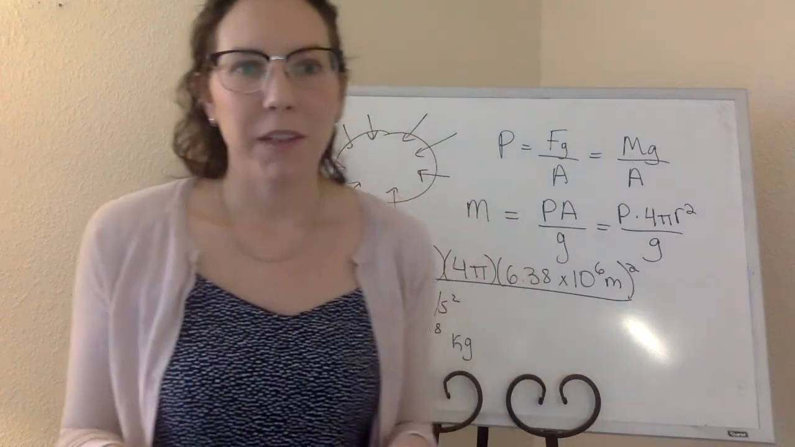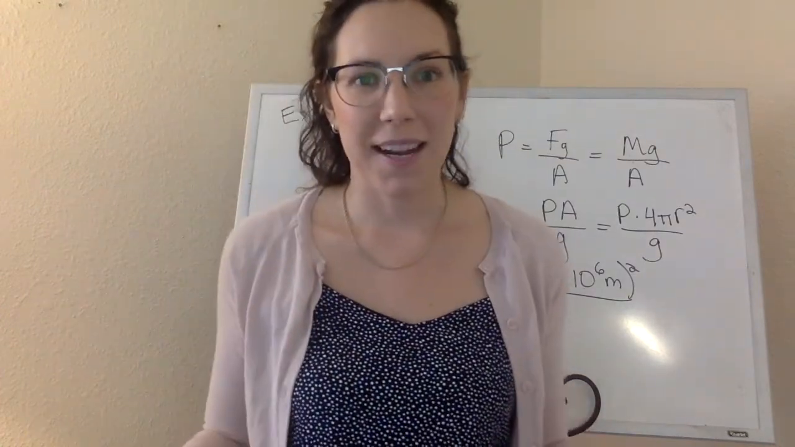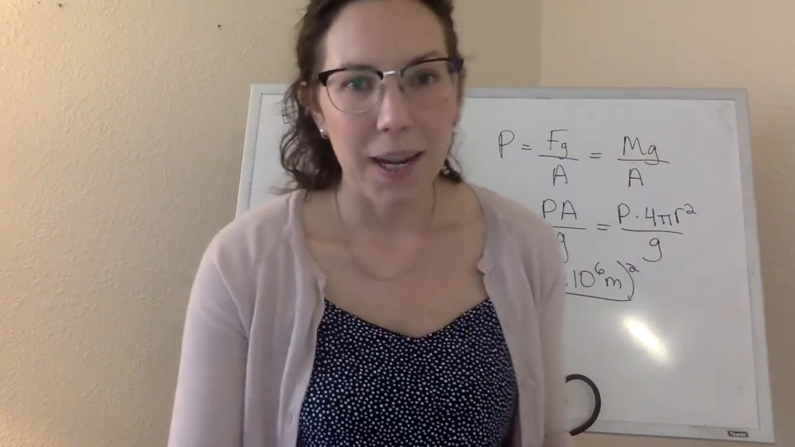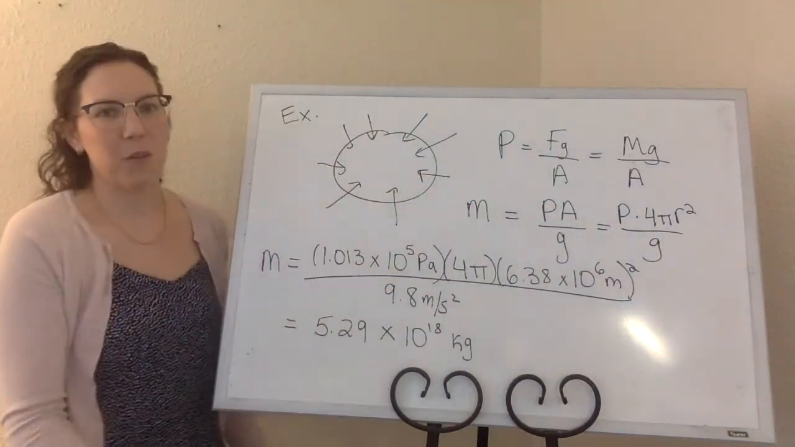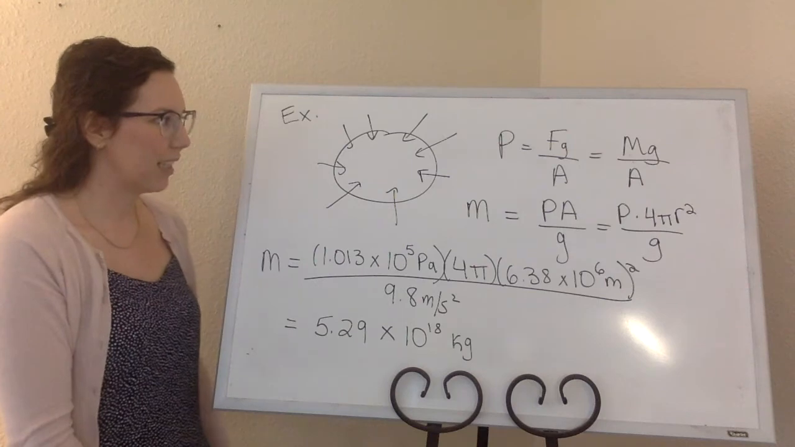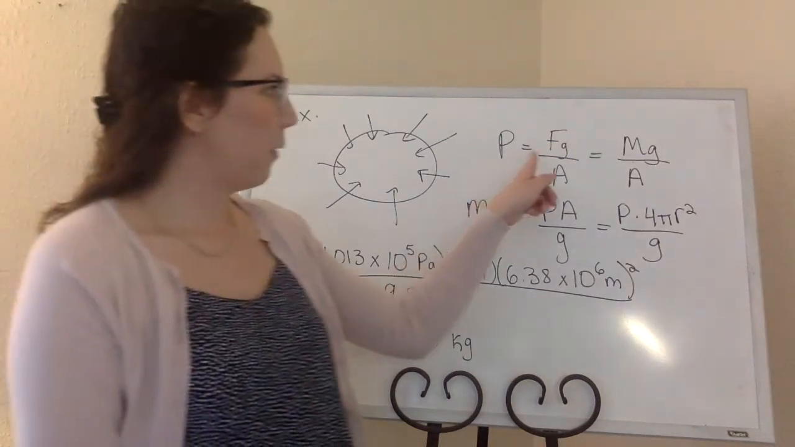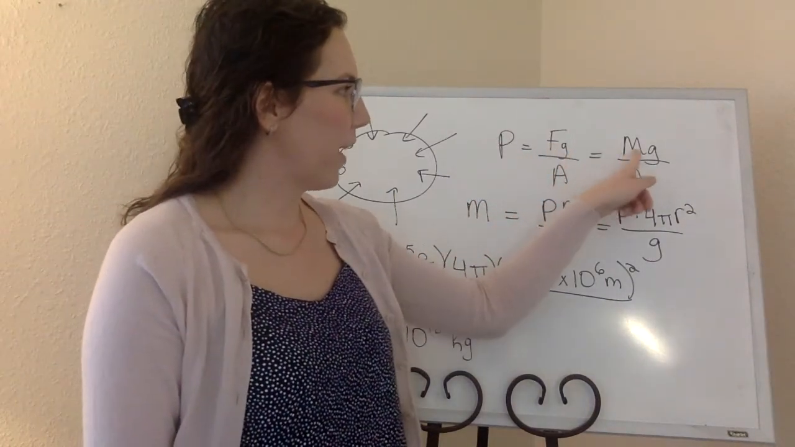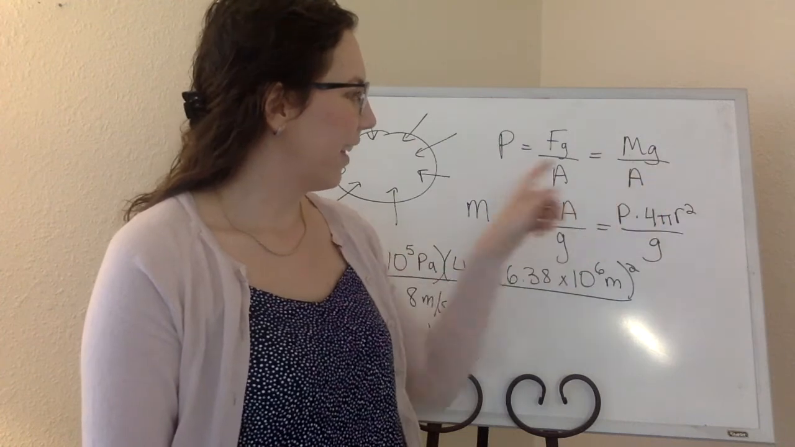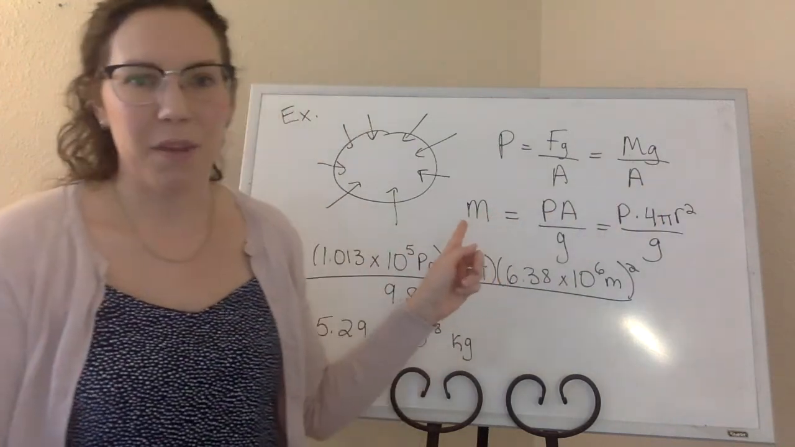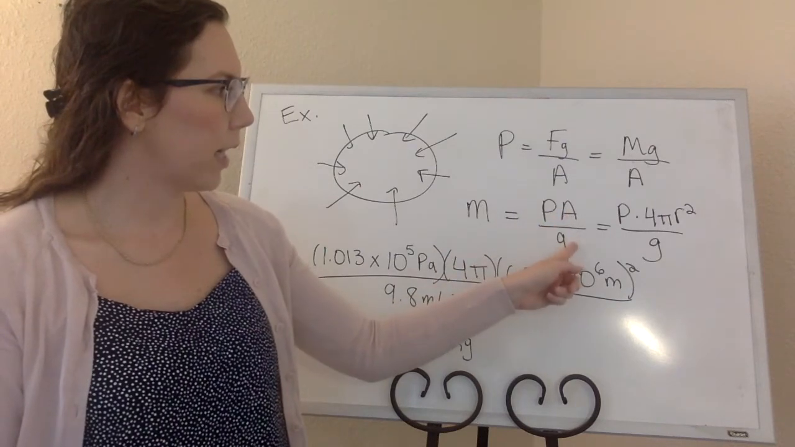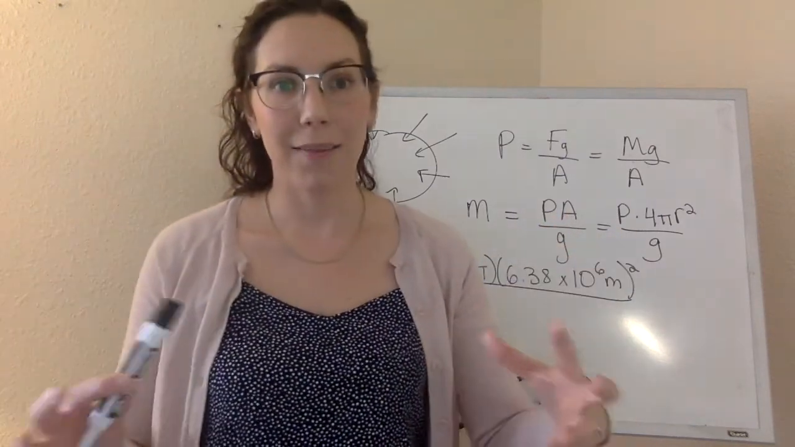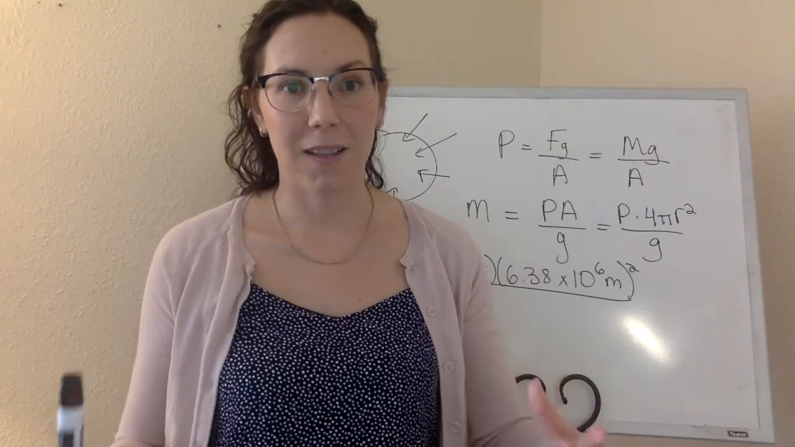So on Earth, when we feel this pressure, this is due to the weight of the atmosphere. And the weight of that atmosphere is exerted all around the surface of the planet, which we can take to be a sphere in this case. So the pressure is due to the weight over the area, which is mg over the area. We can rearrange to solve for the mass. So I have the mass equals the pressure times the area over g. And then the surface area of the sphere is 4 pi r squared.